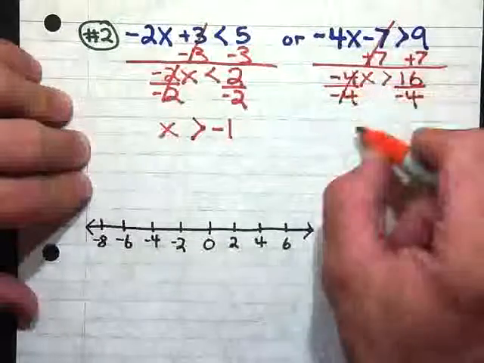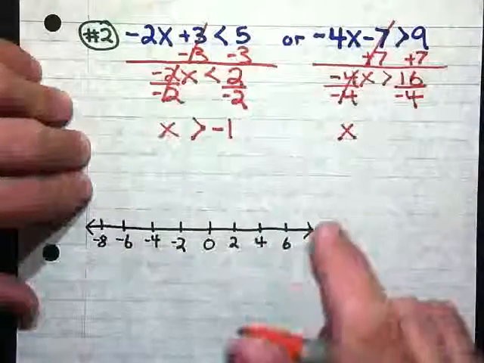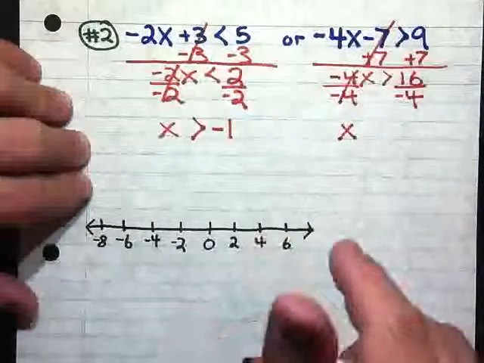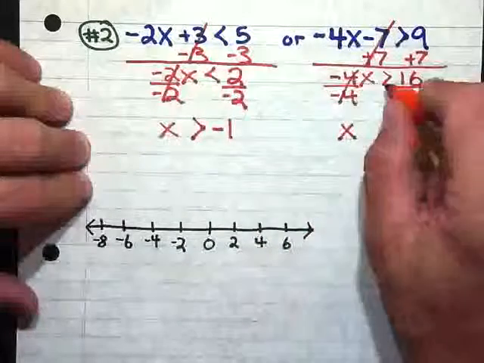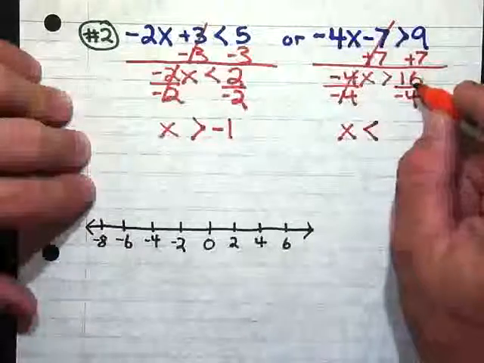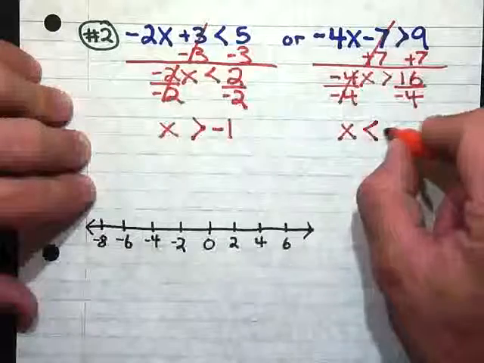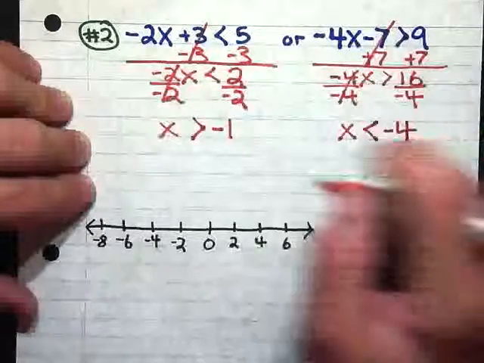Those negative 4's cancel out, and we're left with x by itself. But remember our rule. We just divided both sides by a negative, so we've got to flip our inequality. So now it's a less than inequality. And then 16 divided by negative 4 is negative 4.